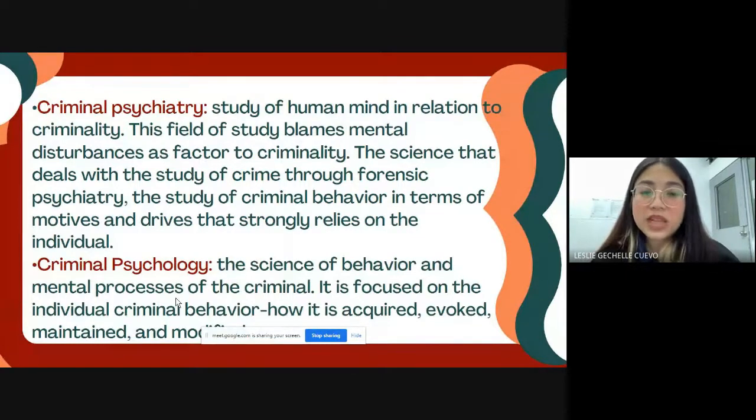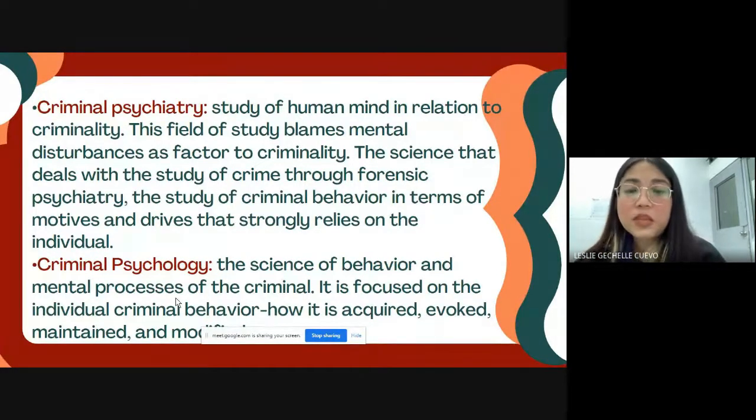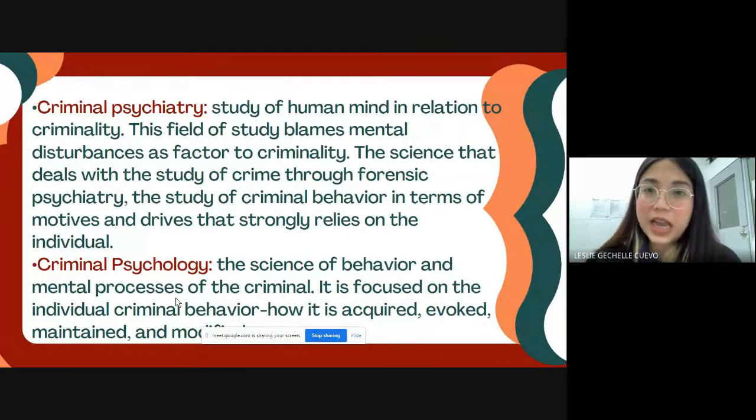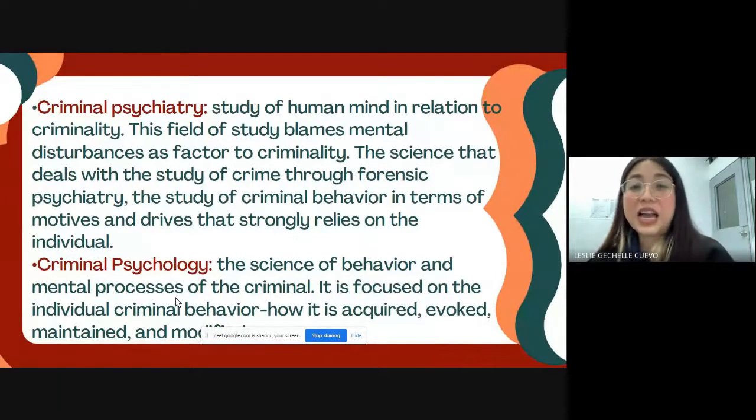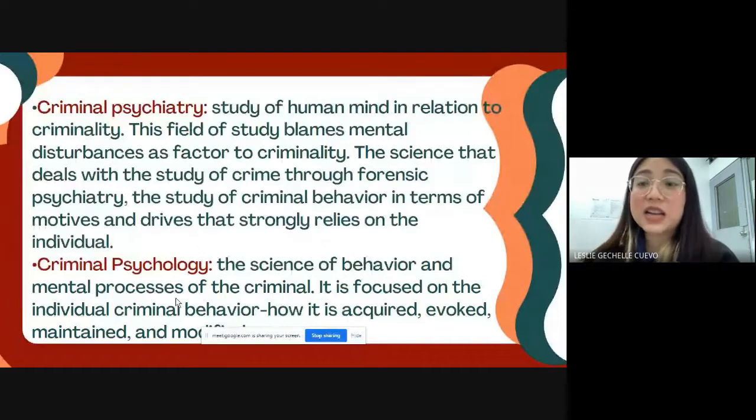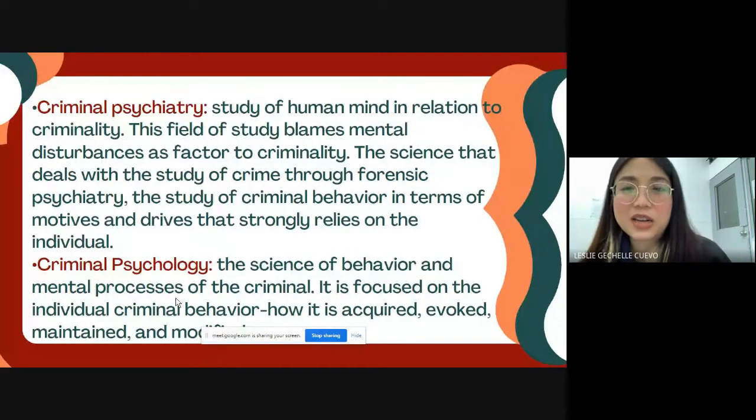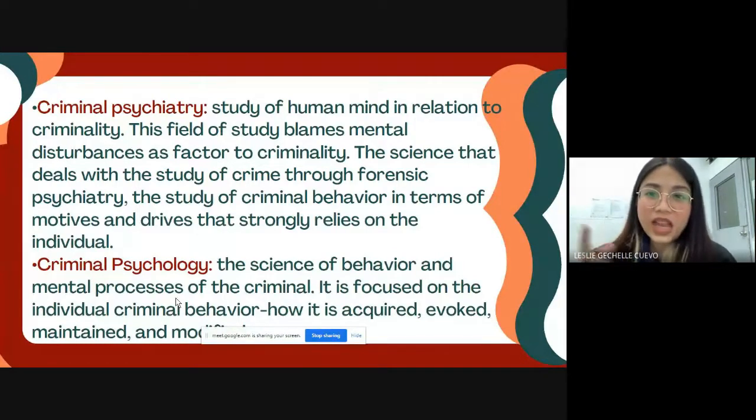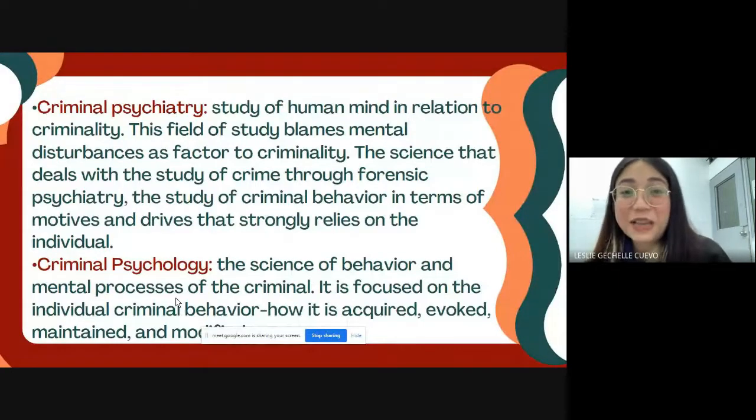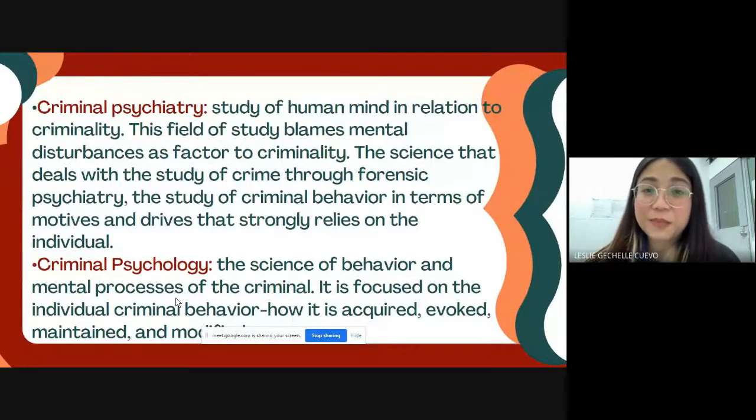So, psychiatry, well, technically, it's related sa medicine. But when we pertain to criminal psychiatry, specific nating pinag-aaralan ang pag-iisip ng isang, sabihin na nating criminal or isang offender, kung bakit siya nakakagawa ng krimen. So, scientific ang basis dito sa criminal psychiatry. Kaya nga dyan, no? This field of study blames mental disturbances. May sakit sa pag-iisip. Okay.